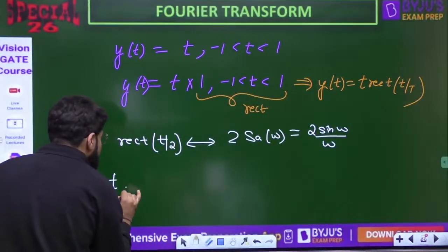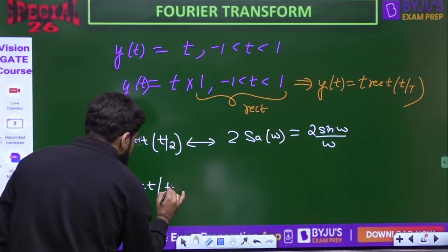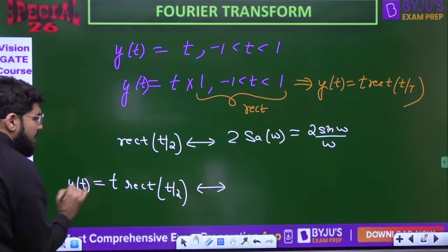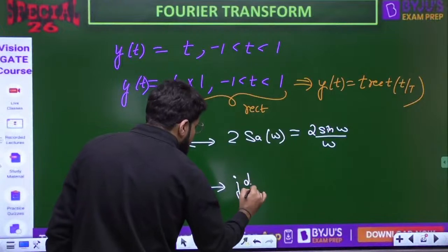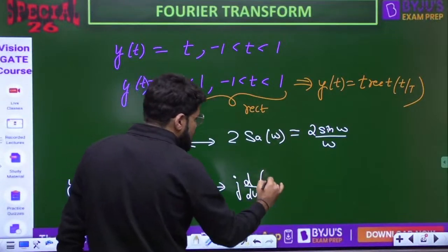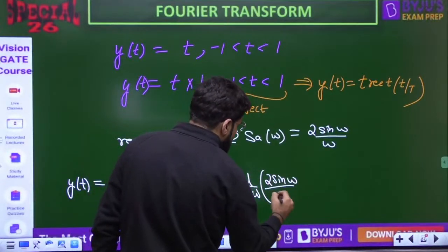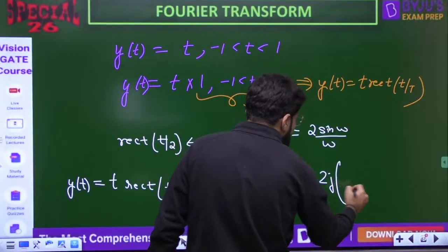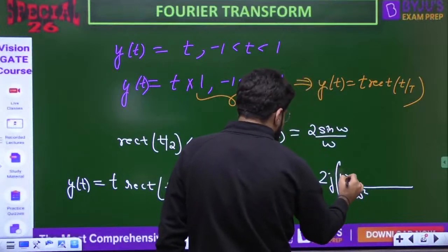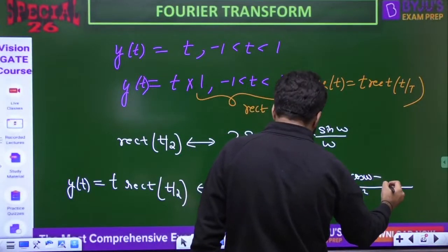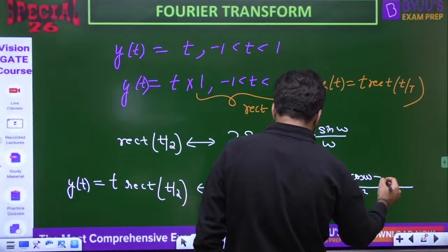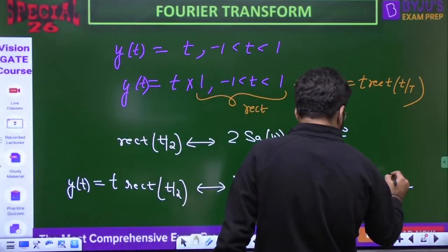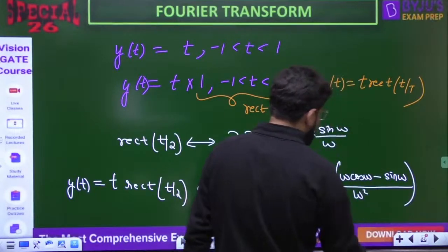Now when t is multiplied to it, t rect t by 2, that will become y(t), that will become the signal y(t). So that should have the Fourier transform j into d by d omega of X(omega). Please simplify it. Numerator by denominator differentiation, so 2j on the right side, denominator squared up. Then denominator omega constant, sin omega differentiation is cos omega, minus omega constant, sorry, minus sin omega constant, differentiation of omega will be 1. So this is the answer.